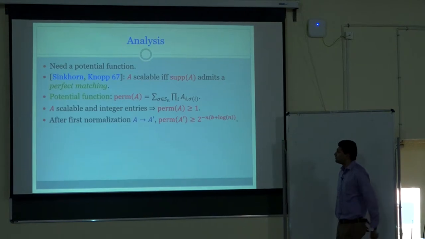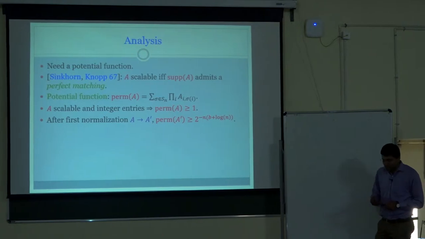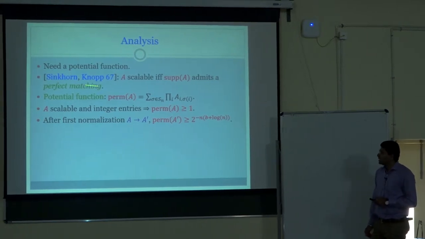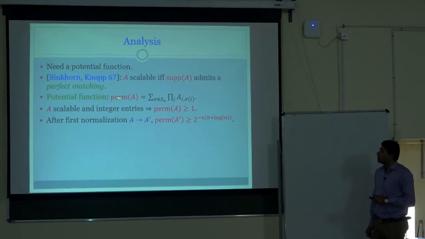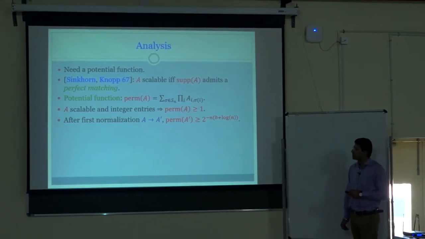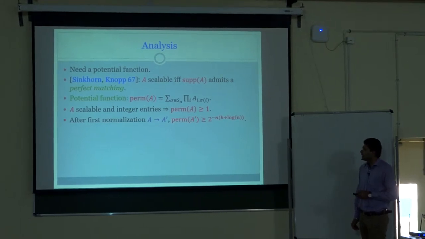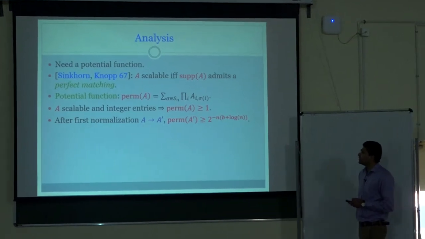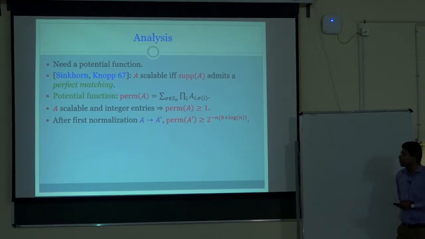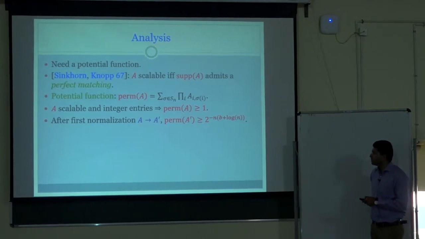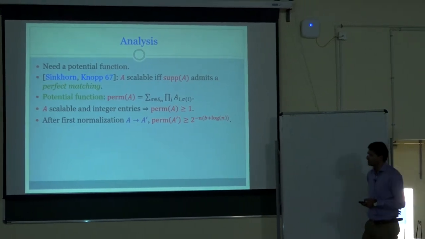Why is this a good potential function? Because we know that if the matrix A is scalable, in other words, if this algorithm has to converge, then there's a perfect matching in the support of A. That implies that the permanent of A has to be greater than 0. Because A has integer entries, the permanent of A being greater than 0 implies the permanent of A is at least 1. And you can believe me that after the first normalization, the permanent of A doesn't drop by much. So the permanent will remain large. You're just dividing by some entries, not enough to matter.